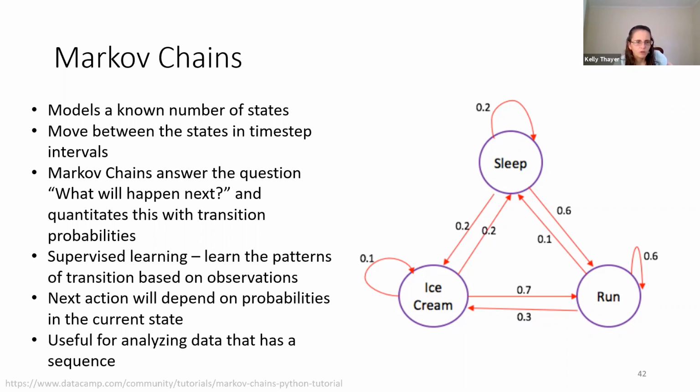Markov chains answer the question, what will happen next, and quantitate this with transition probabilities. This is an example of supervised learning. So we're going to learn the patterns of the transitions based on the observations, based on what happens next. The next action will depend on probabilities in the current state. This is very useful for analyzing data that has sequence.